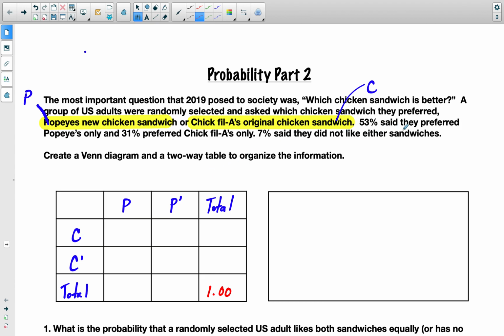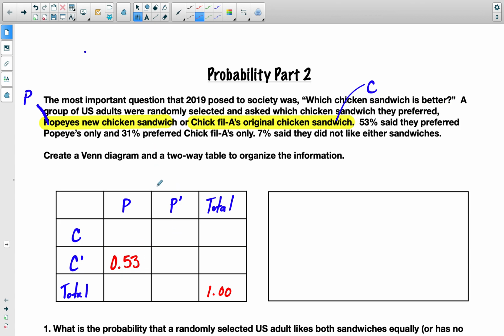I know that 53% said they preferred Popeyes only. So I have to go to my Popeyes column and go to the cell where Popeyes and not Chick-fil-A join, because Popeyes only means they prefer Popeyes and do not prefer Chick-fil-A. And that's going to be 53%. It's called a joint frequency, because that's where those two events both need to occur. For a person to only prefer Popeyes means they prefer Popeyes and they don't prefer Chick-fil-A. So that's the joint frequency, 53%.